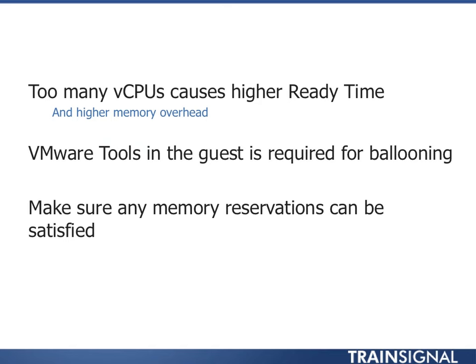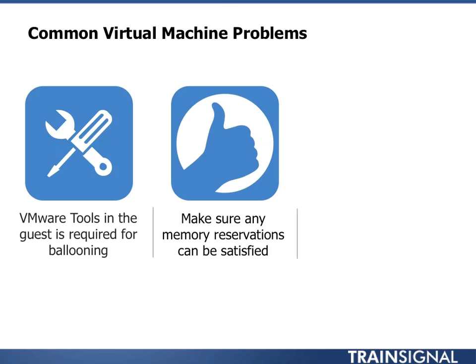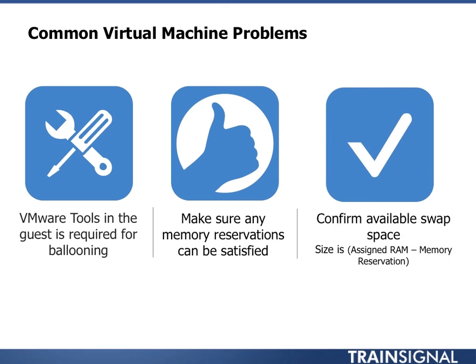VMware tools, I've said this like 8 times, so make sure you install that for ballooning. And make sure any memory reservations can be satisfied. So this kind of goes back to the resource pools warning that I gave you earlier. But make sure that if you set a bunch of memory reservations, that you can actually satisfy them all when you boot the machines up. If you can't, they won't boot. That'll tell you that there's not enough memory to satisfy it, but keep that in mind when you're planning things out. VMware tools for guest ballooning. Make sure memory reservations can be satisfied.